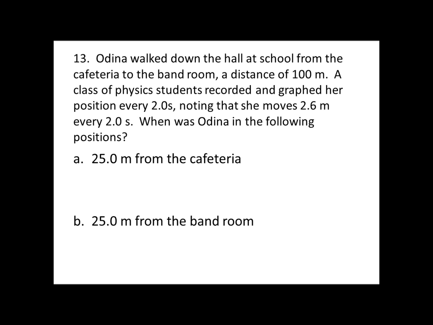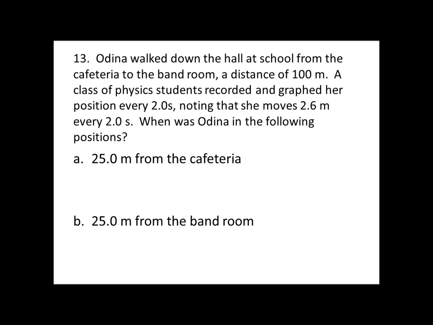Let's take a look at number 13. It says Odina walked down the hall at school from the cafeteria to the band room, a distance of 100 meters. A class of physics students recorded and graphed her position every 2 seconds, noting that she moves 2.6 meters every 2 seconds. When was Odina in the following positions? So we want to know, when was she 25 meters from the cafeteria and when was she 25 meters from the band room. Now, later in the problem, they ask us to make a position time graph for Odina.